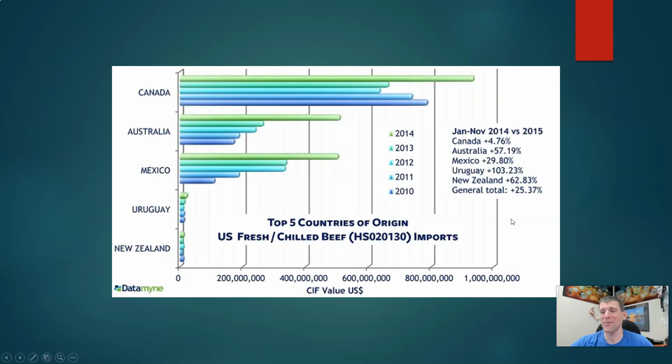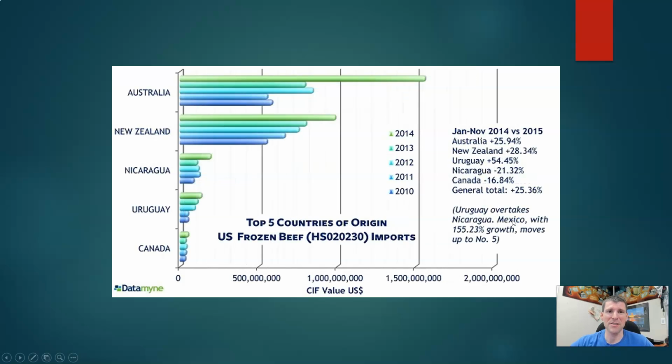Fresh and chilled beef, right? We export, import all sorts of things, as well as frozen beef and where it's coming from. Yeah, we import and we do export this stuff as well.